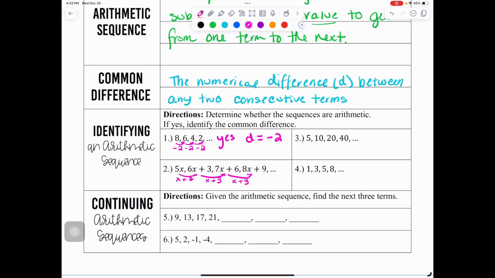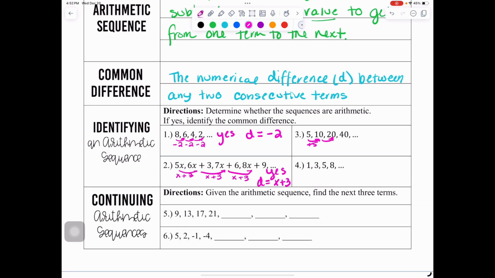So that pattern is the same between all the terms. So yes, this is an arithmetic sequence. Here, the common difference is x plus 3. You're allowed to involve variables in arithmetic sequences. When we look at number 3, 5 became 10 by adding 5. 10 became 20 by adding 10. 20 became 40 by adding 20. So when I look at that, I do not see a common difference.